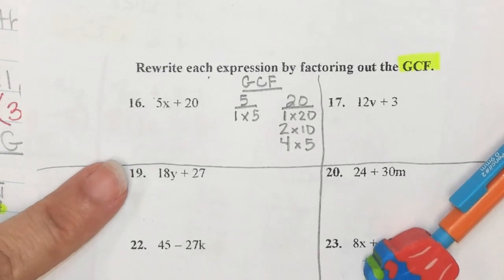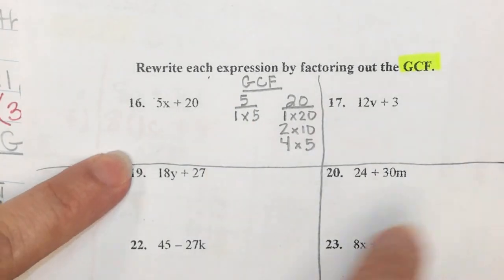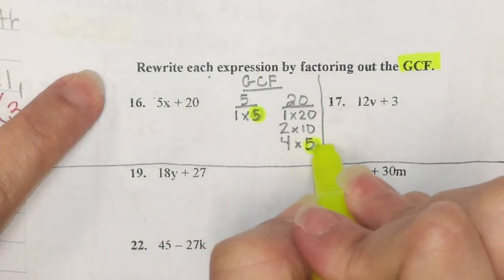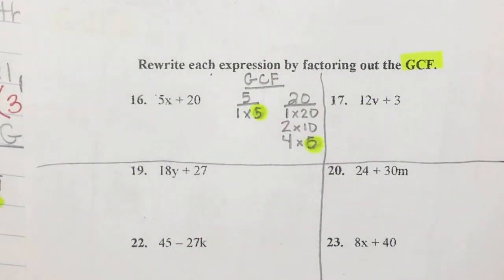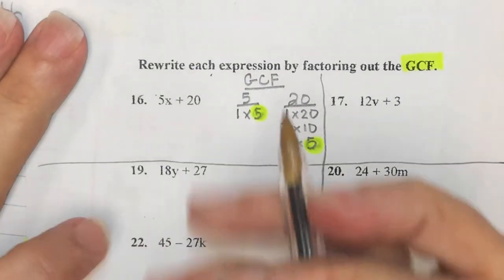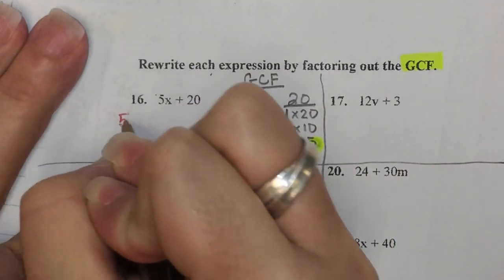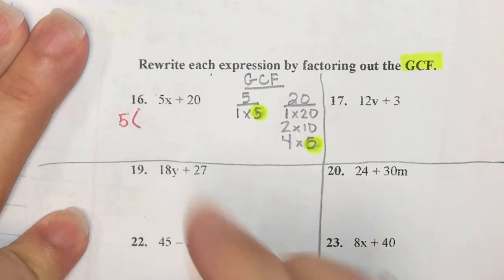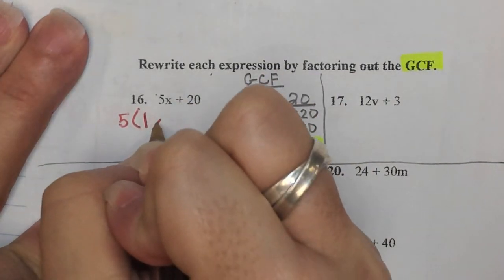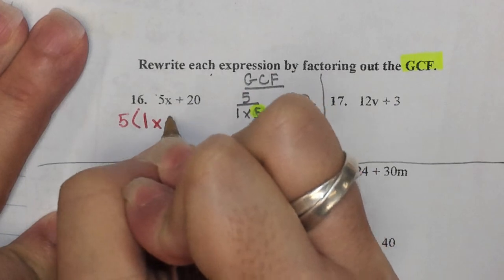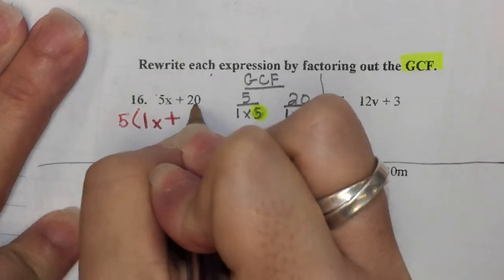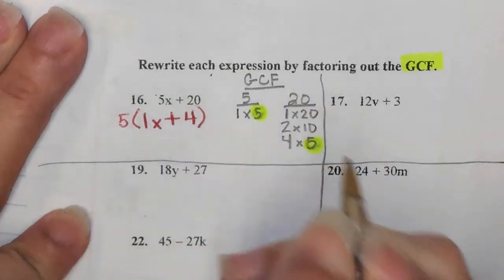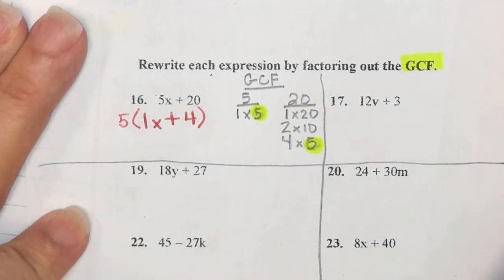Yep. So once you've got it written, find that GCF, which is 5, which is pretty easy because obviously it's the only number other than 1. Okay. Now, let's factor it out. 5 with the parenthesis. So how many 5s are in 5? 1x. Bring down the plus. And how many 5s are in 20? 4. There you go. And that's all you do.